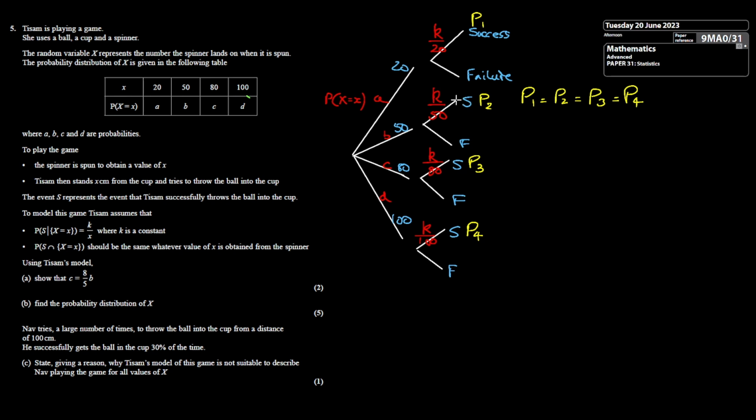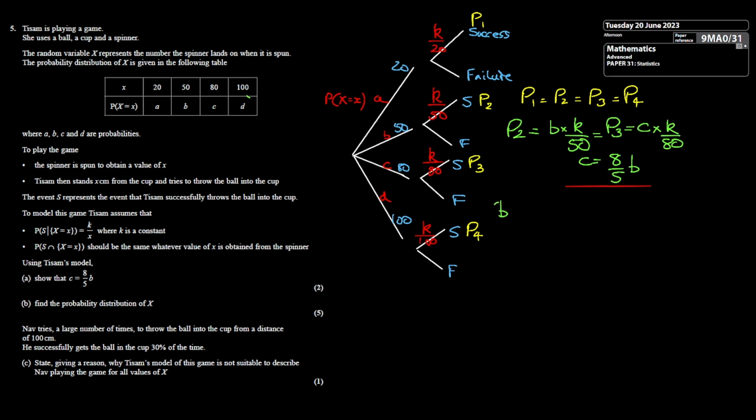So the probability of reaching here, P2, is equal to B times k over 50, which equals P3, which is equal to C times k over 80. And if you treat that like a simultaneous equation, you can rearrange to get that C is equal to 8/5 of B. And that is the answer to part A.